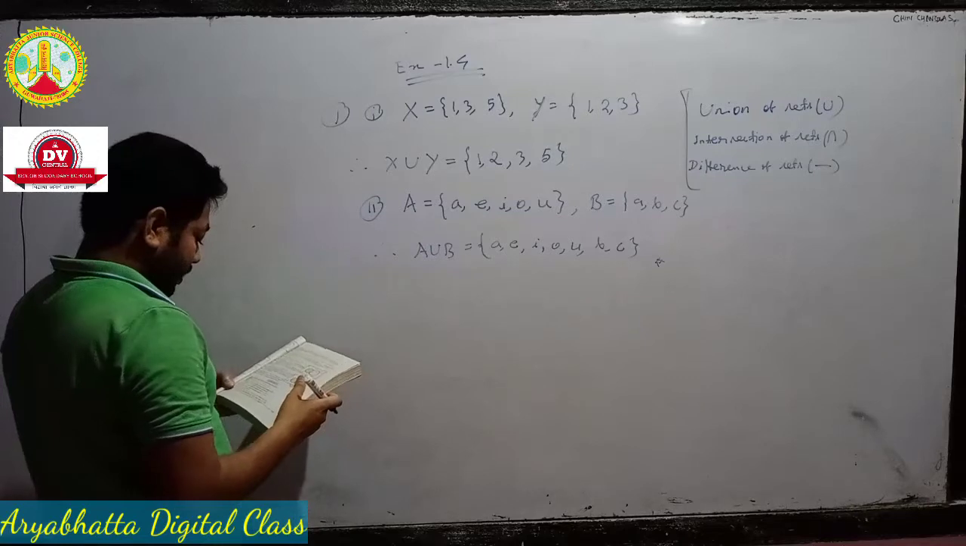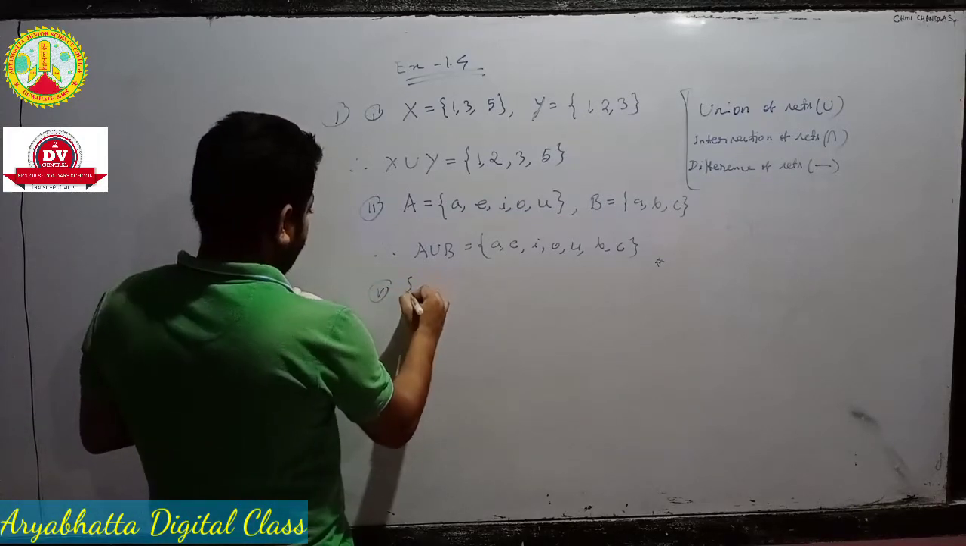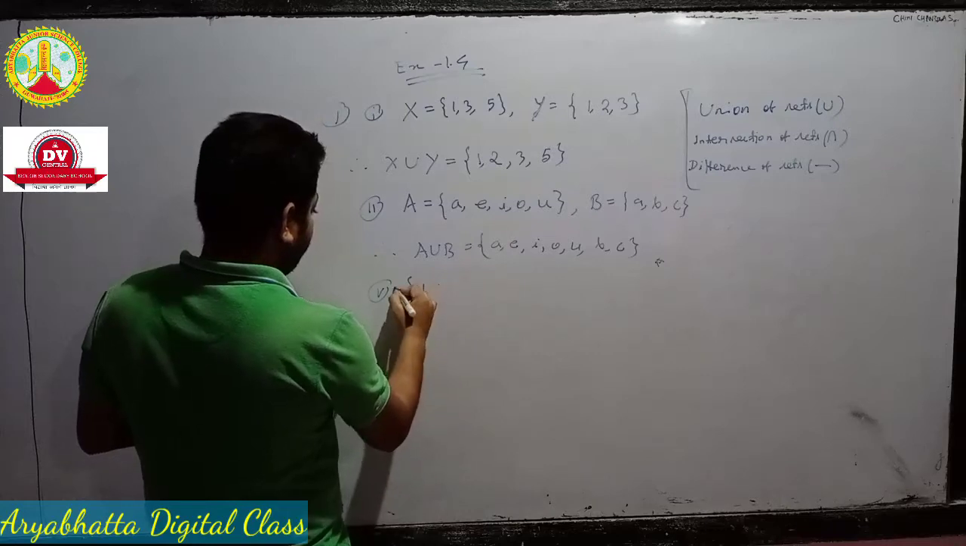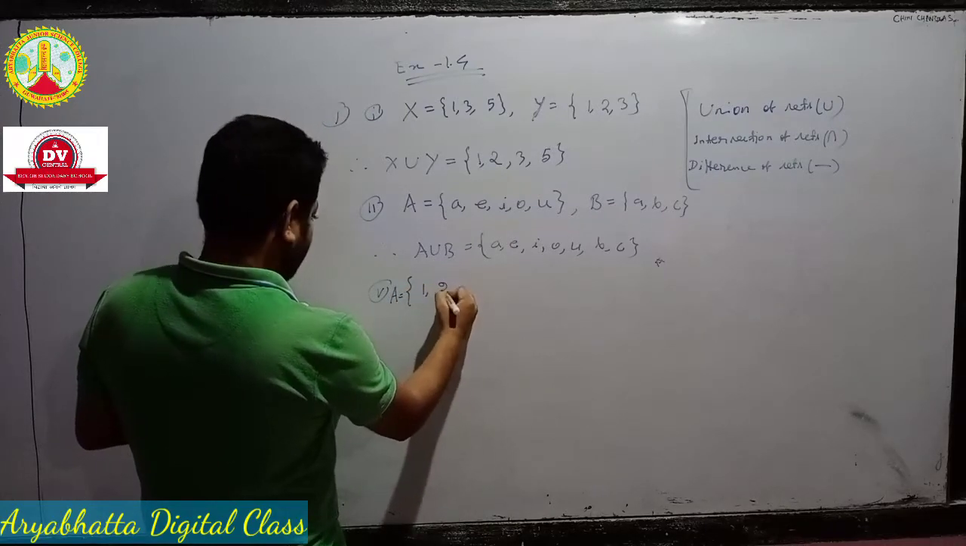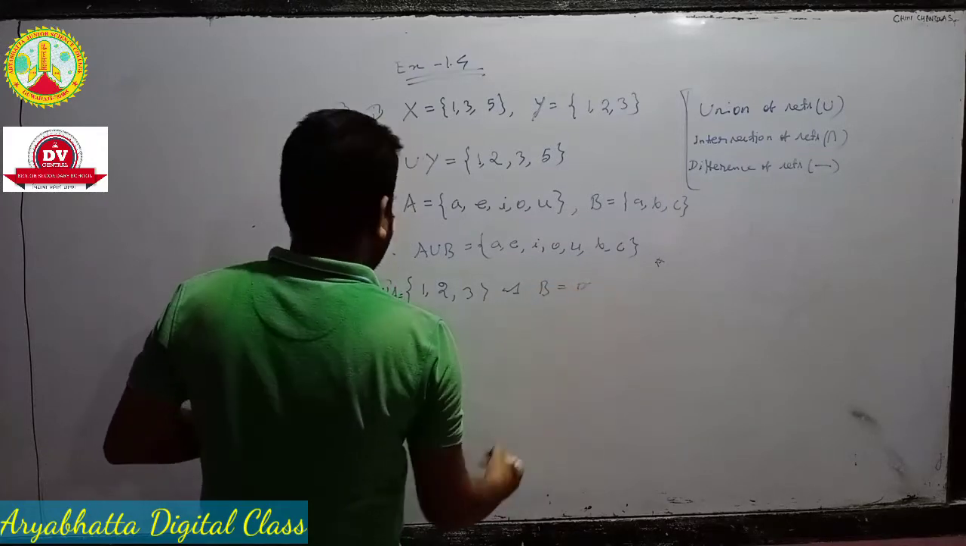Next, number 5. A is equal to 1, 2, 3, and B is equal to the null set.